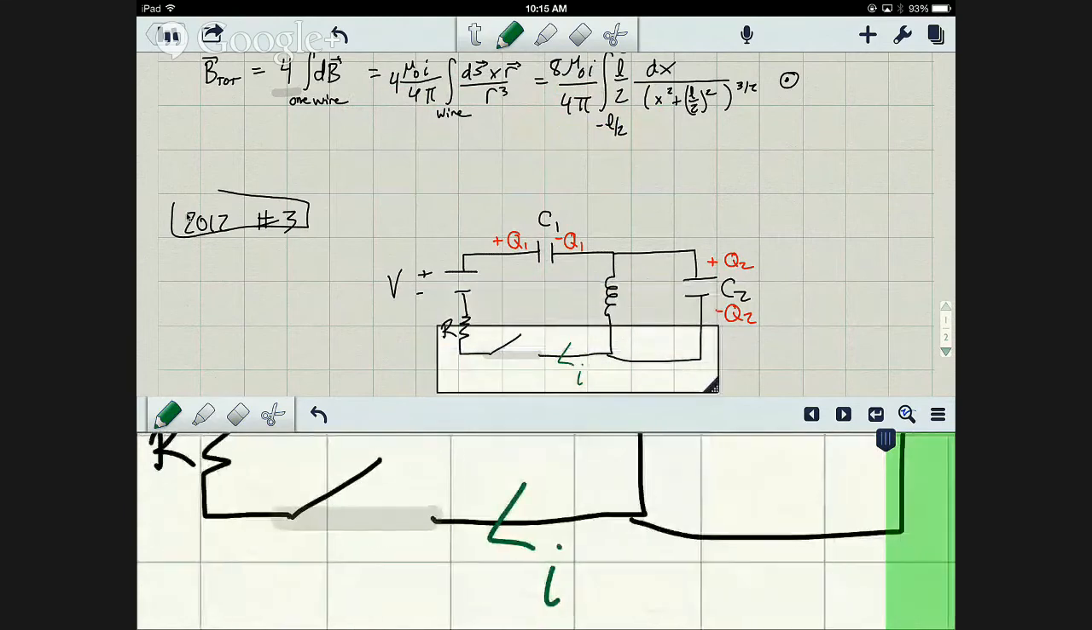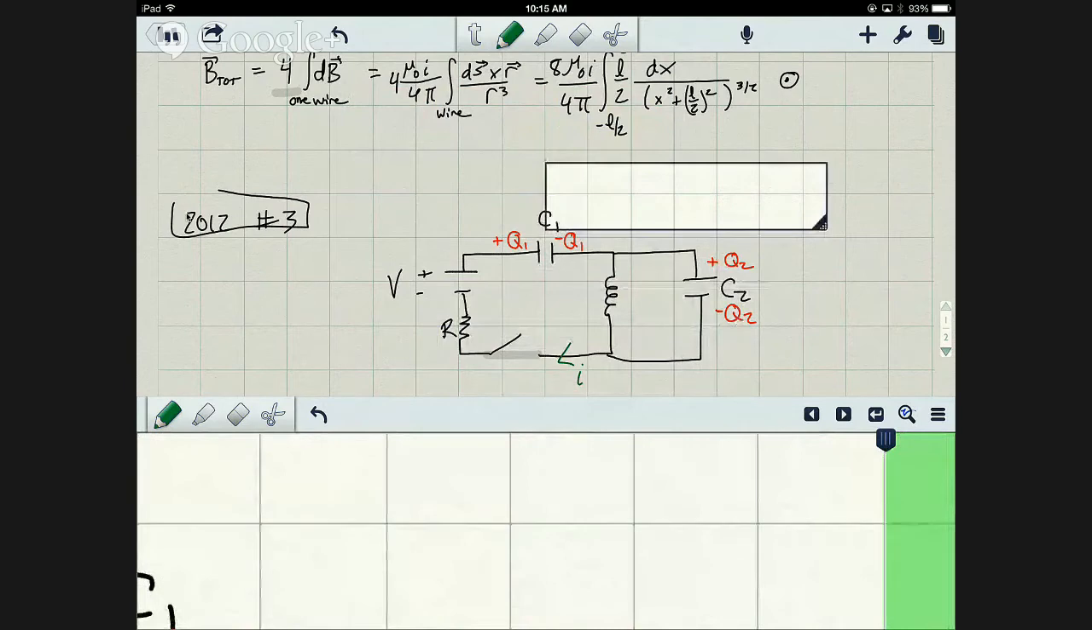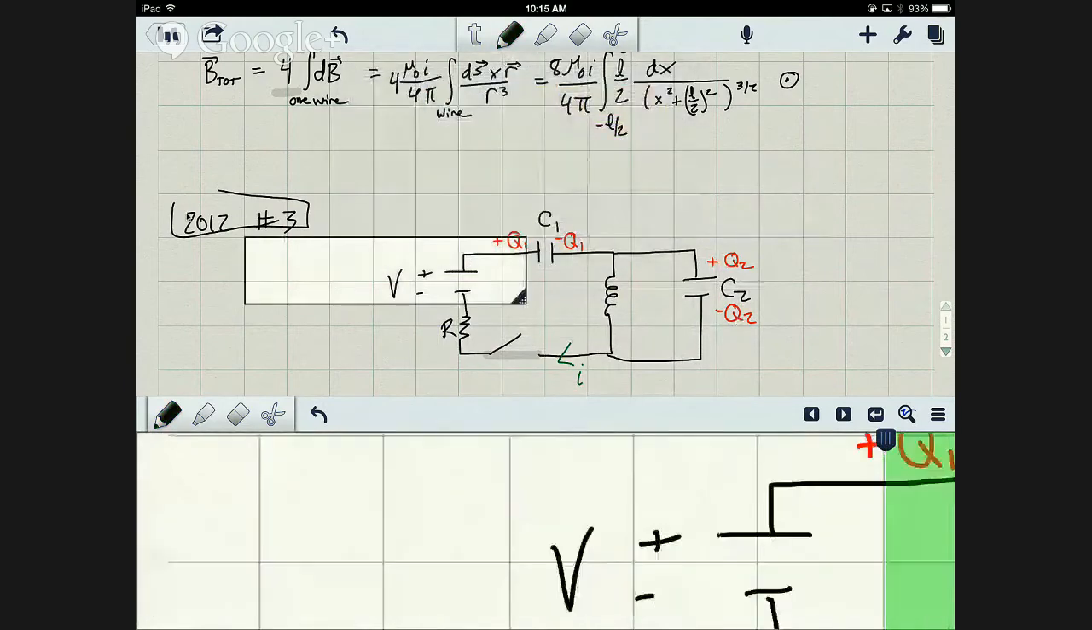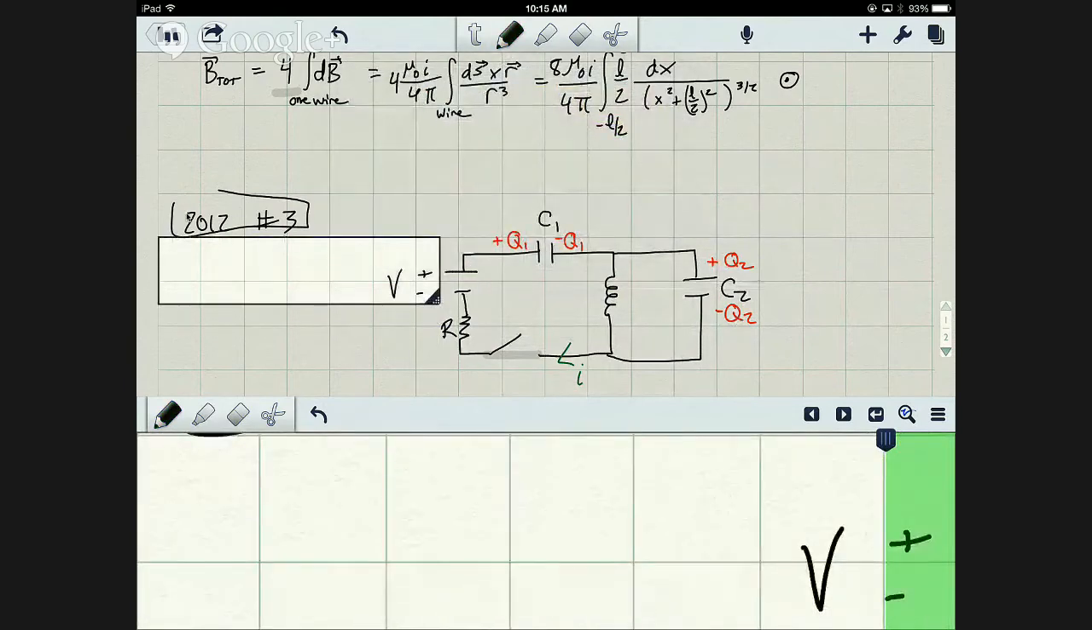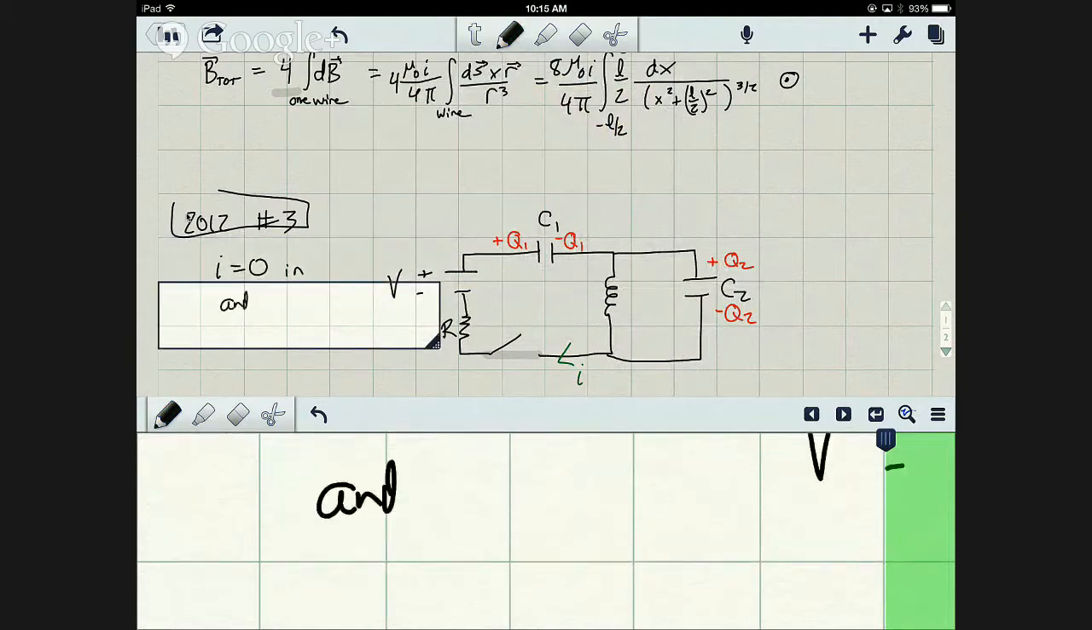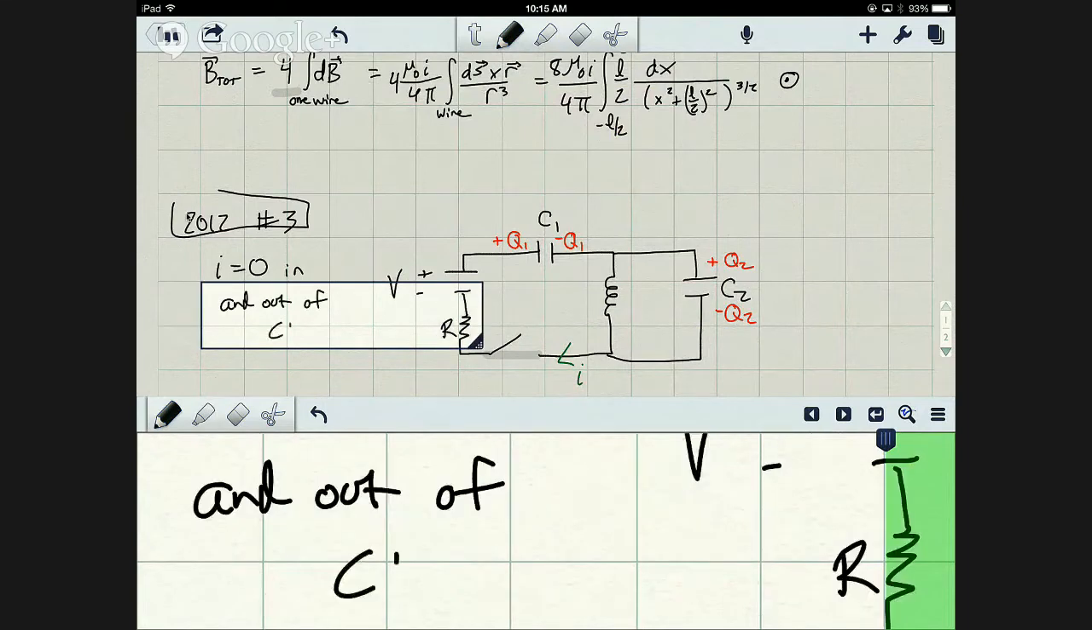That's it. Now let's think about this a little more carefully. Whenever this has reached the steady state, we can say that all currents going in and out of capacitors is 0. So I is equal to 0 in and out of C's, or capacitors.